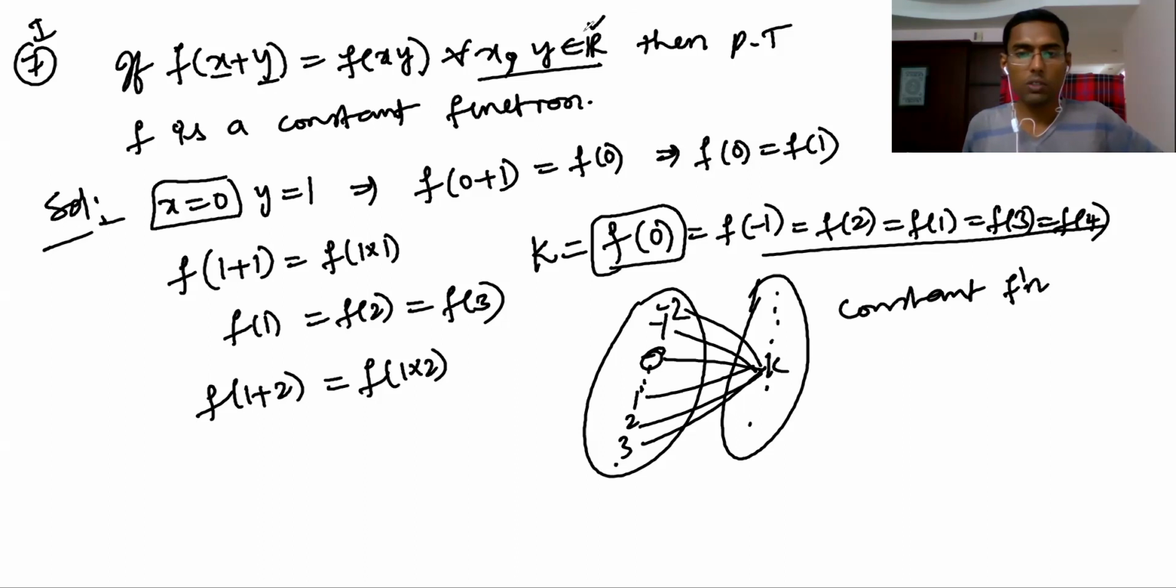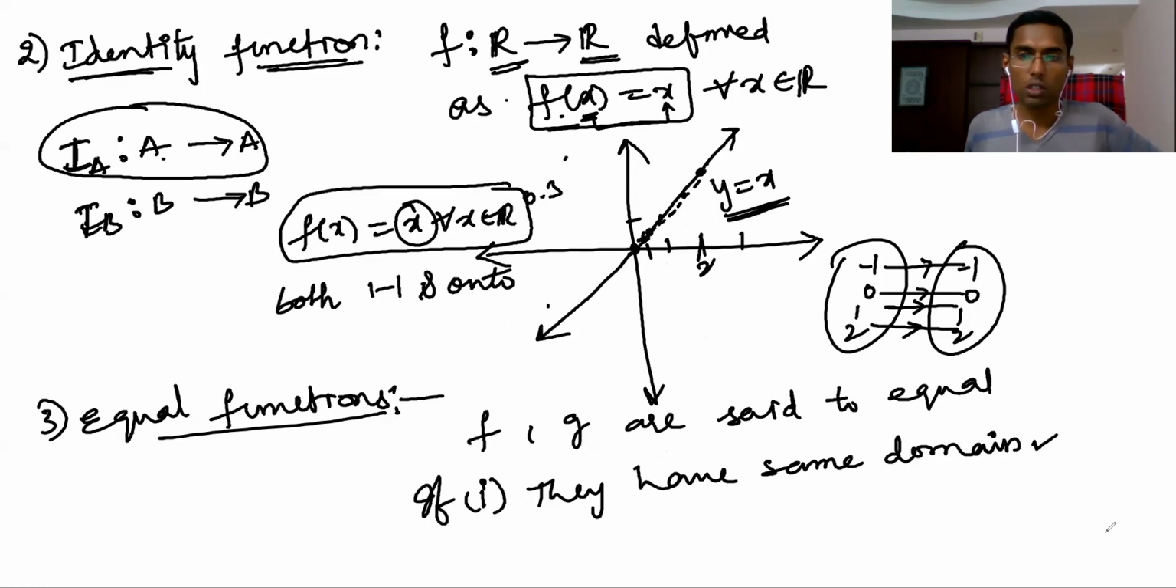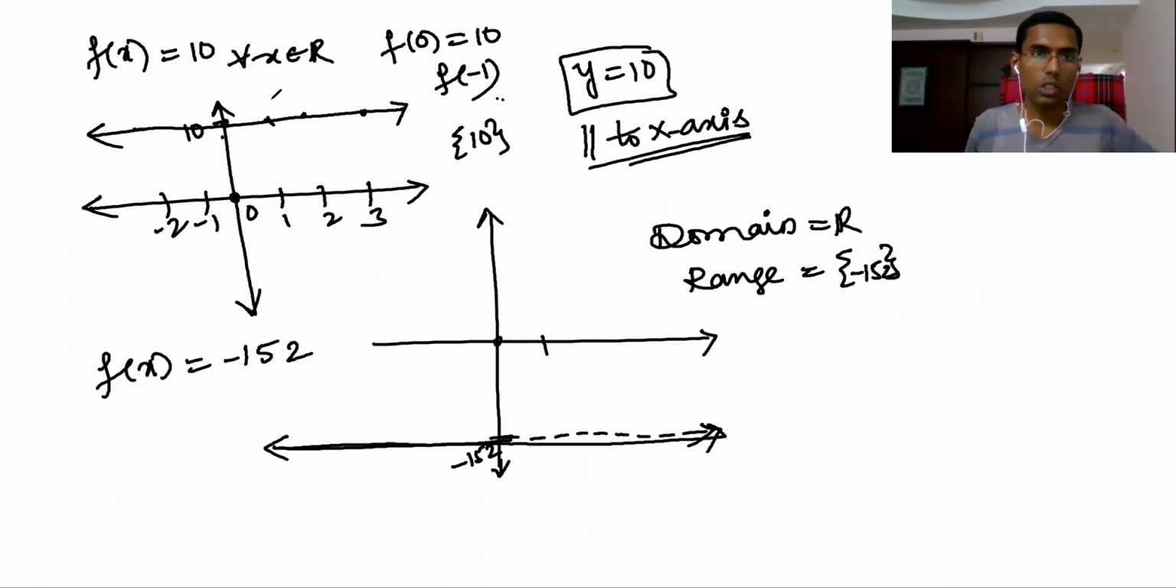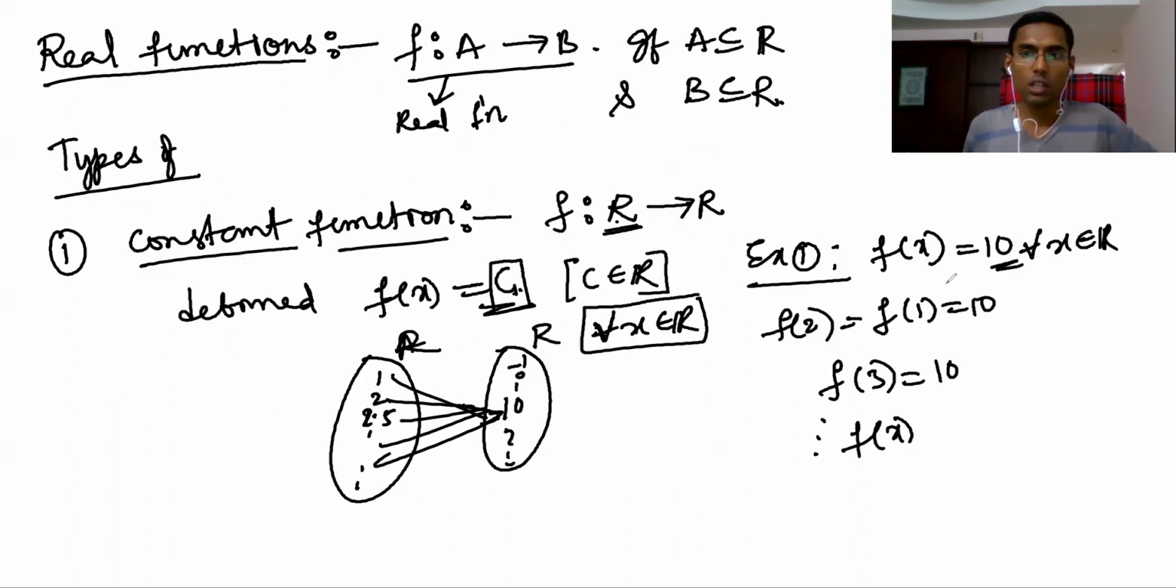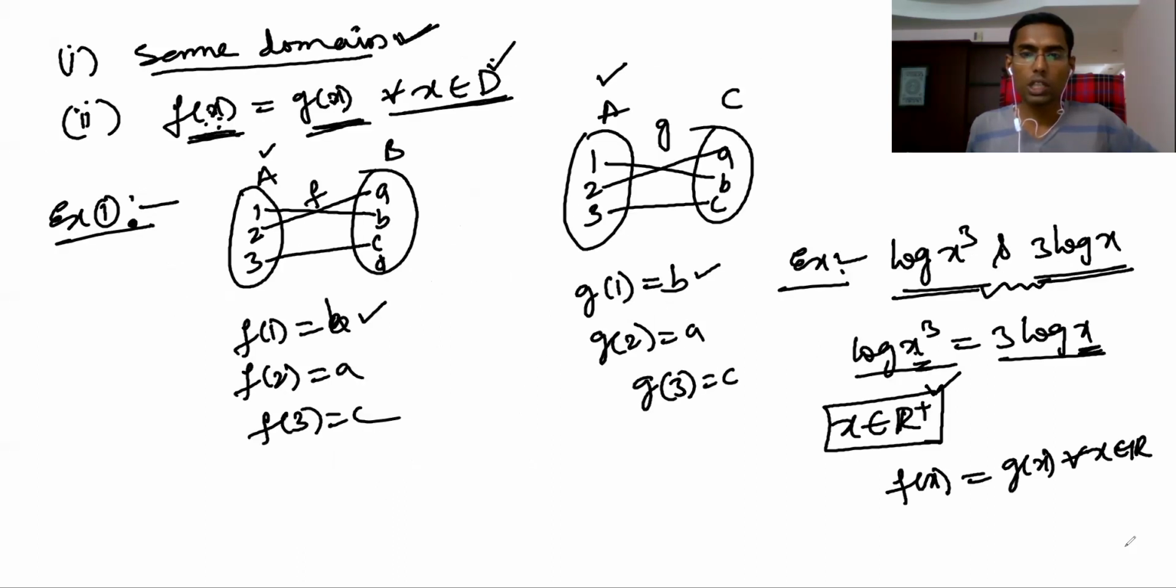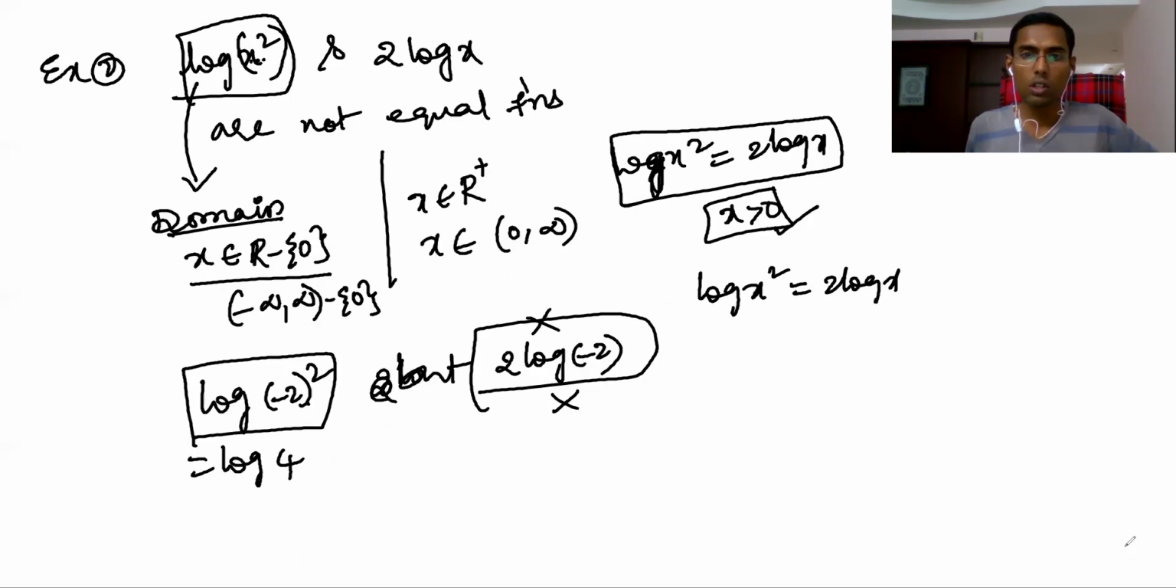Constant means for every element in the domain, you will have only a constant image. That's what we discussed. What is a constant function? F of x equal to 10, f of 1 also 10, f of 2 also 10, f of 3 10. Everything will have same image. Only one image, a singleton set.